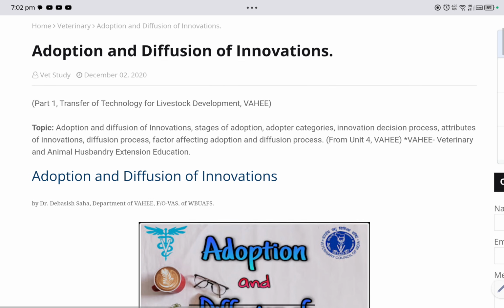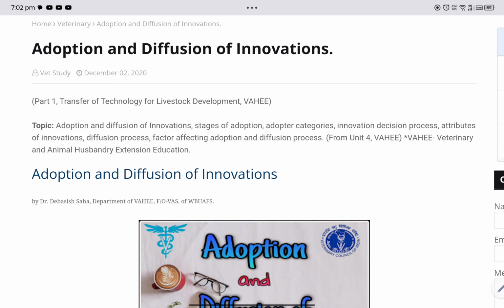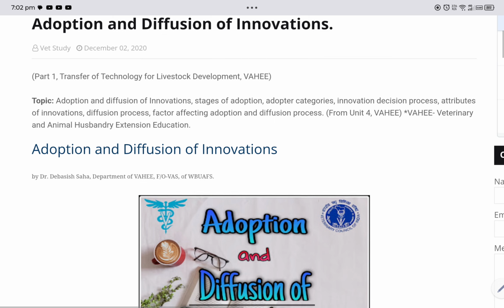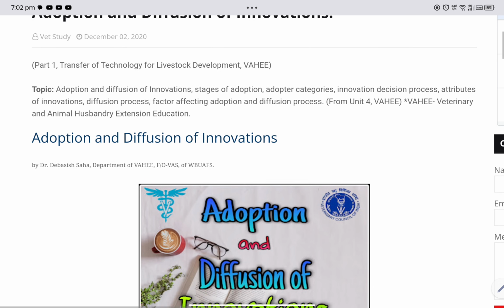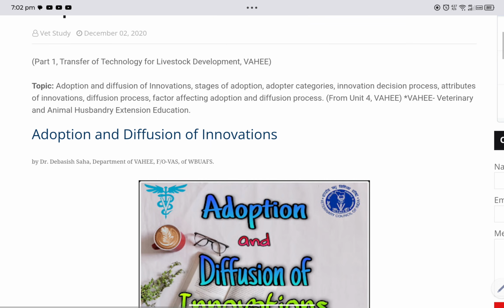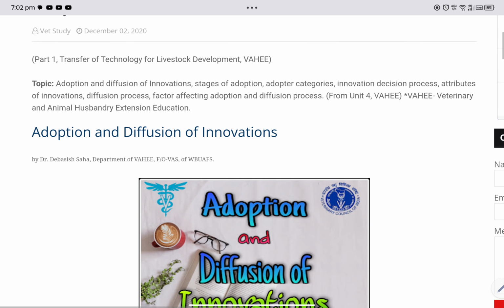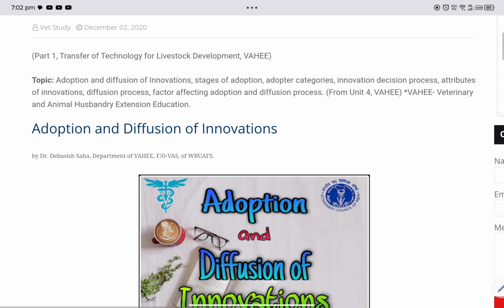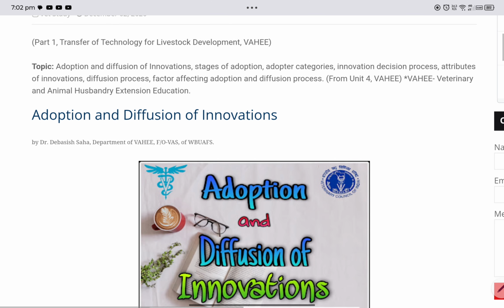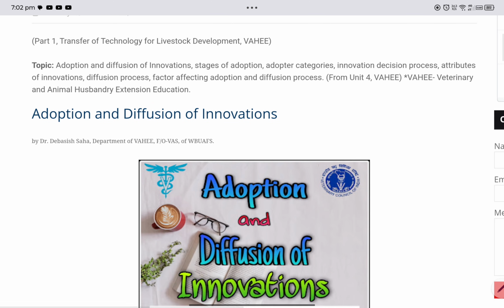Adoption and diffusion of innovation. Topic: Adoption and diffusion of innovation. Stage of adoption. Adopter category. Innovation decision process. Attribute of innovation. Diffusion process. Factor affecting adoption and diffusion process.